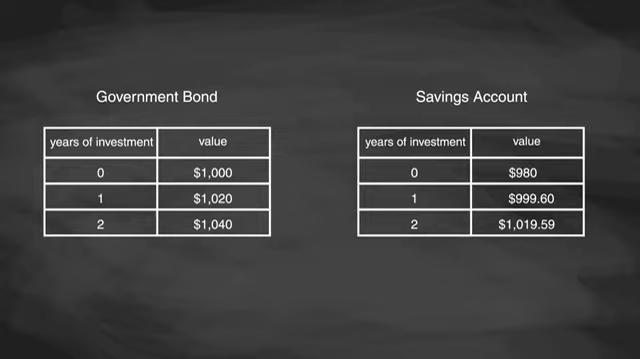When given a table of data, how do you determine if the data are linear, exponential, or neither? Let's consider the following scenario.